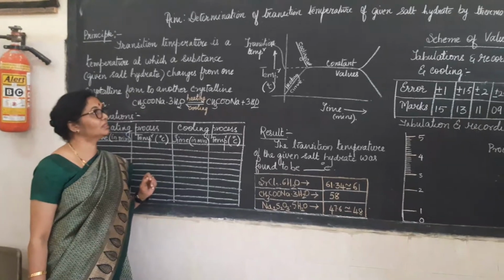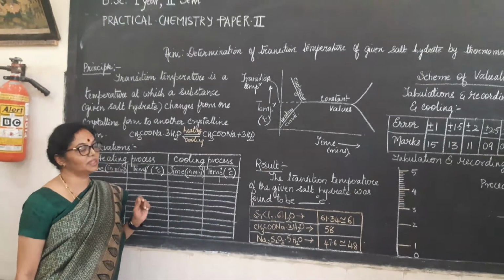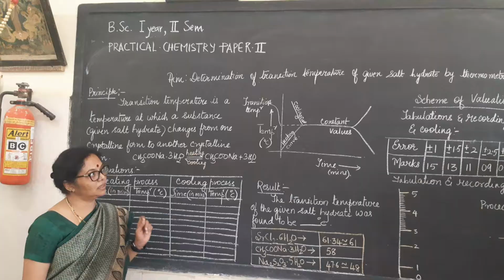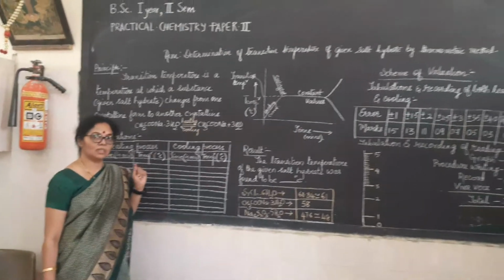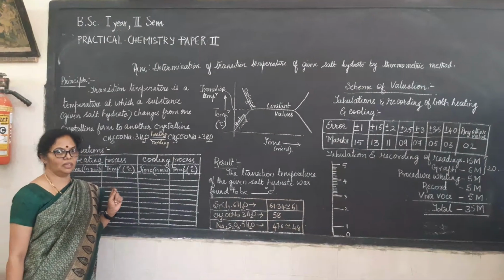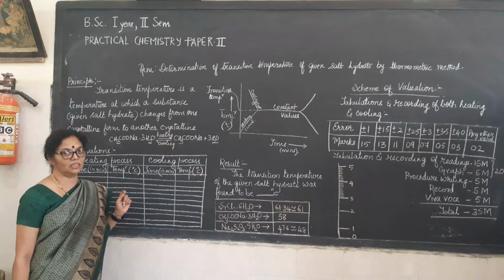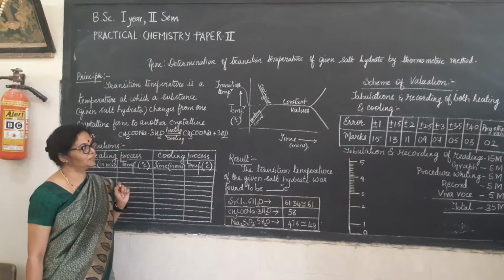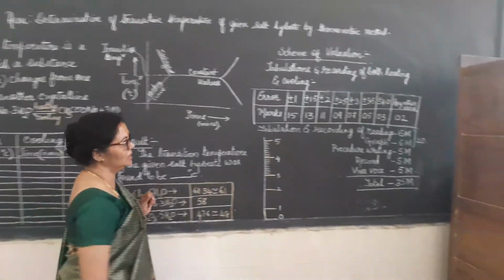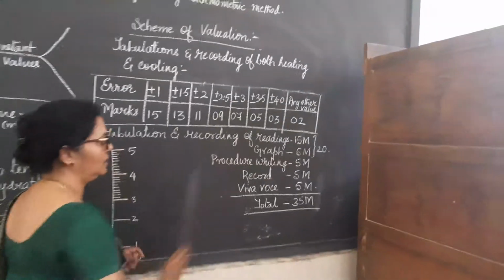Determination of transition temperature of the given salt hydrate by thermometric method. This is a very important experiment which will definitely be asked in the examination. It is one of the performance experiments for which you will be awarded 20 marks if you do it correctly.